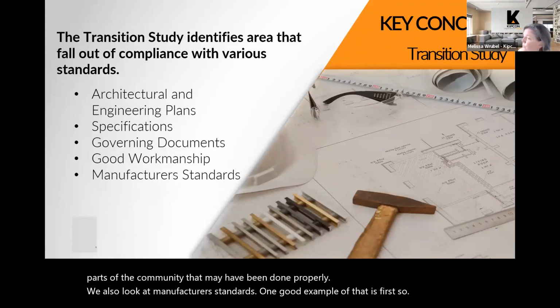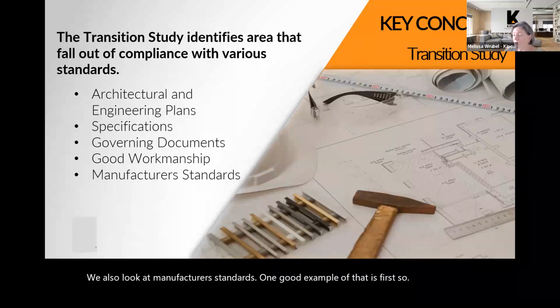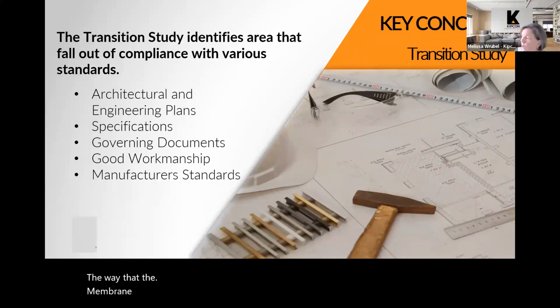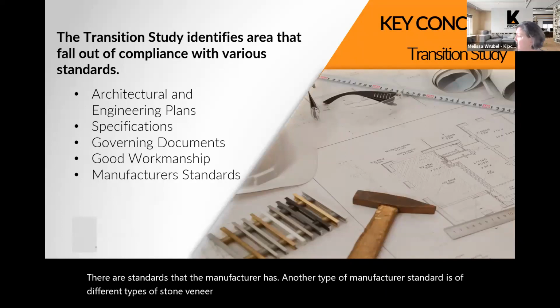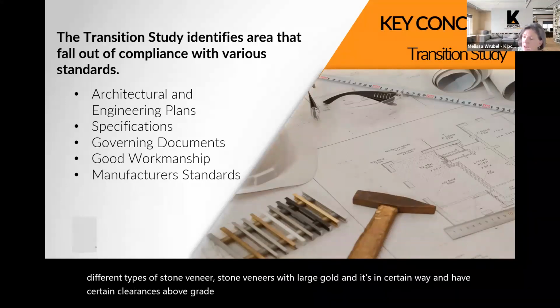Are the roofs installed in terms of the way that the manufacturers say they should be installed, membrane roofing or shingle roofing? There are standards that the manufacturer has. Another type of manufacturer standard is different types of stone veneer. Stone veneer is required to be installed in a certain way and have certain clearances above grade in terms of what the manufacturers state the way it should be constructed.